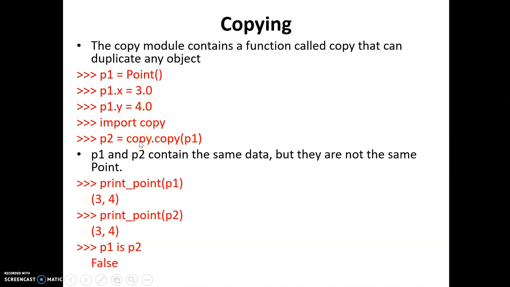The P2 will also contain the same values that have been taken for P1, but P1 and P2 are not the same. P1 and P2 contain the same data, but they are not the same point. If you want to check what this statement means, print the point P1, and you will get the same values, and similarly print the point P2. These are the two functions which we have defined for printing the values of the point. The same function has been used here once again. If you print P1, you are going to get the same values, and even if you print P2, you are going to get the same values here. That means the values have been perfectly copied from one object to another object.